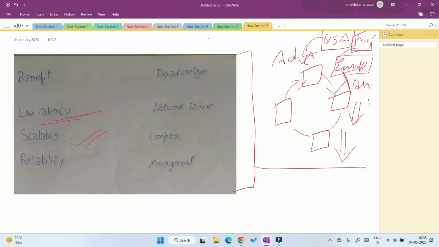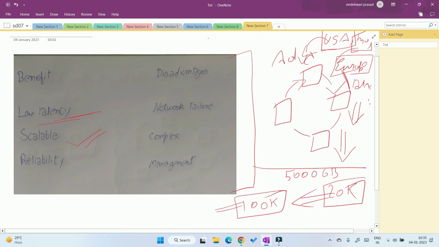The second one is that you can easily scale. Suppose one machine can store only 5,000 GB of data. Now your company becomes big and you store 20,000 GB of data. Suppose your company becomes too big and you have 100,000 people's data. You can easily buy extra commodity hardware and store the data in a distributed system. The scalability is very much increased.